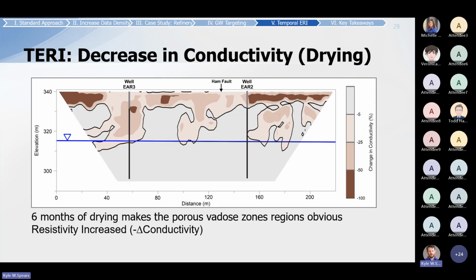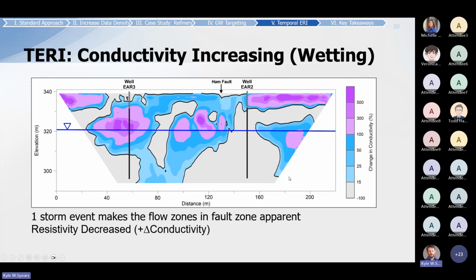We come back out, take another image 6 months later, and we can see how the aquifer dried. So again, we had 6 months, no rain, and we can see that the vadose zone did not dry out uniformly. Rather, it happened in discrete vertical zones, and that's likely where there's more fracturing up near the surface associated with the Ham's fault. But again, we are watching the aquifer change across 722 feet down to 144 feet. And we can do it again when it rains.